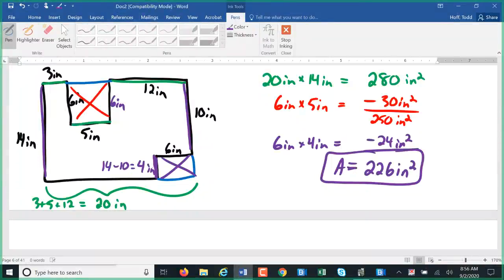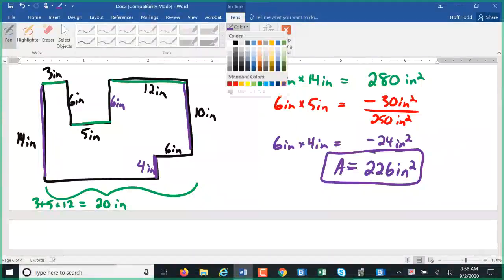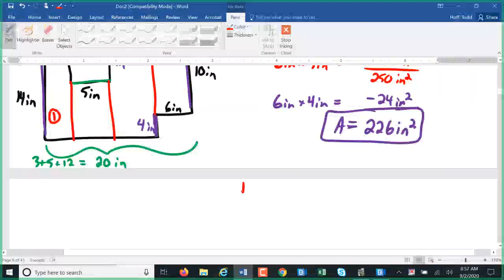Now, if you're struggling to figure out how to cut these into pieces, a strategy that I recommend is to just pick a direction, vertical or horizontal, doesn't matter which. This one, all of the main features seem to be vertical, so let's divide it vertically like this. I'm going to drop a line there, there, and there. I have now cut this into 4 sections, all rectangles. This first section is a 3 by 14. So 14 inches by 3 inches makes 42 square inches.